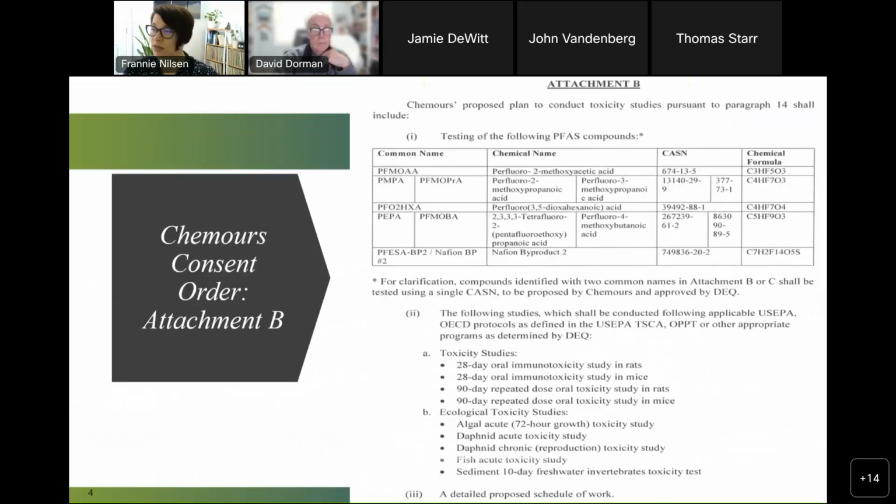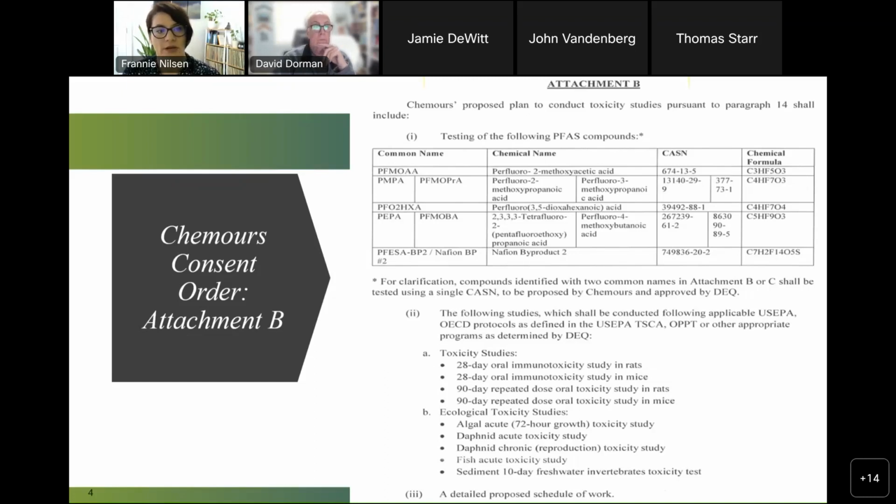This is attachment B of the consent order. So this is a screenshot right from the document. And the table at the top shows the 5 PFAS that are required to be included in these toxicity studies. Further down the slide, you can see there's an outline. It says toxicity studies and then ecotox studies. And these are all of the studies that are required based on the consent order.